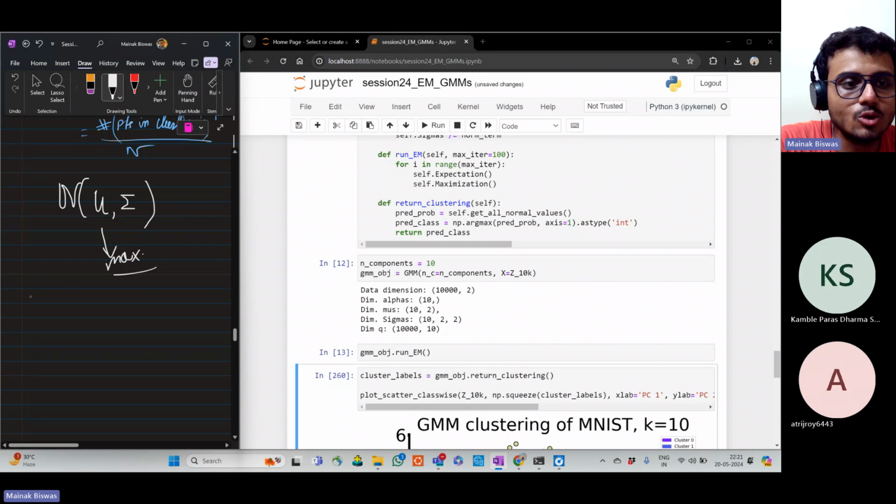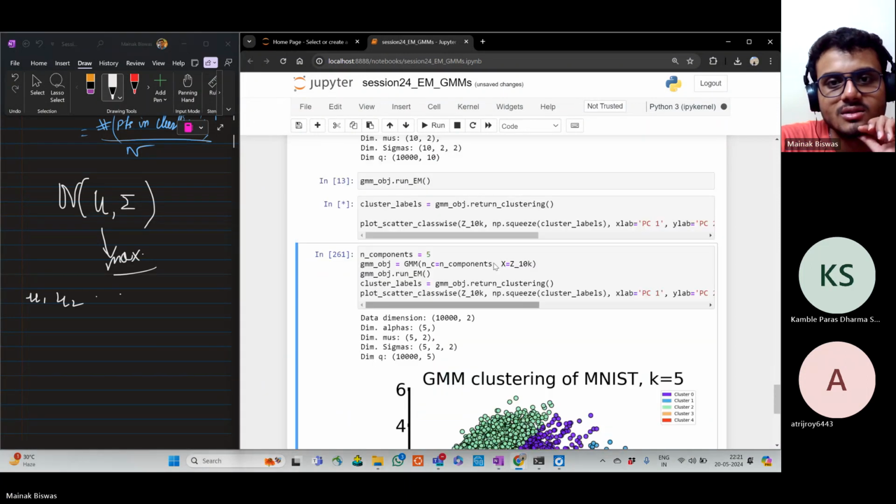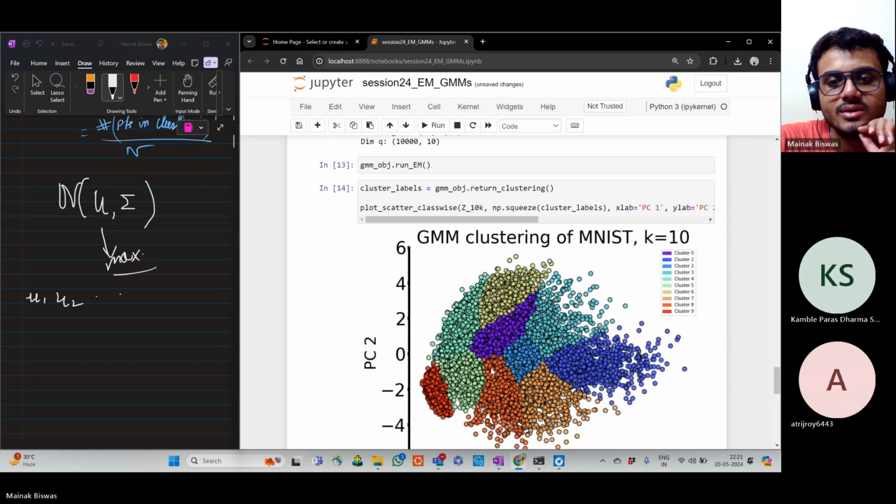But for sampling, what you will do? So you have multinomial mu1, mu2, and so on. Let me run the other. Look at this. See, it clearly clusters the data into 10 parts. Everything has been nicely clustered. There's no mixing.